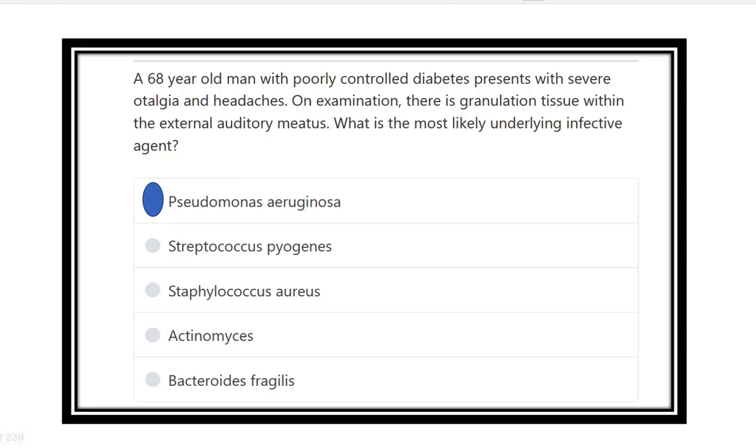So what is the underlying infective agent for this condition? That means a diabetic patient with granulation tissue within the external auditory meatus, otalgia, and headache. First of all, diabetic, otalgia, headache, granulation tissue in the external acoustic meatus: these are diagnostic for malignant otitis externa, and it is caused by Pseudomonas aeruginosa.